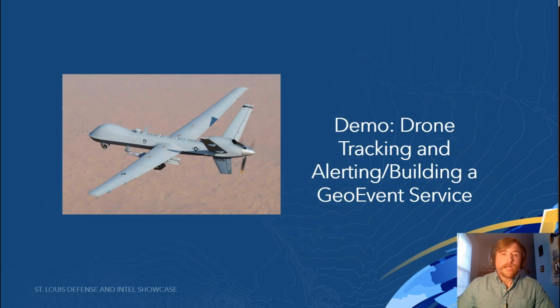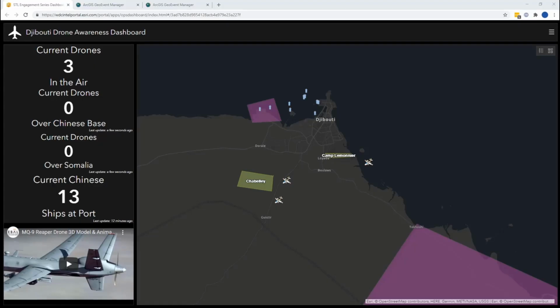Now, we'll take a look at tracking drones over Djibouti and building out a Geoevent service. Before we get started, it is important to note this is a fabricated scenario and exercise. This dashboard shows drone flight situational awareness over Djibouti.